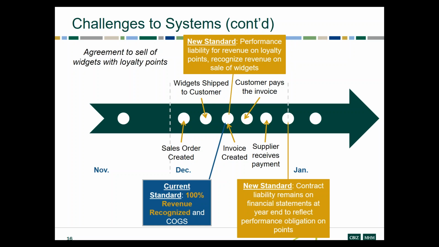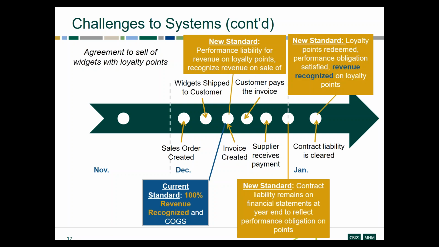So as the customers over time begin to redeem their loyalty points is when you would ultimately recognize that revenue that you had deferred. So you can see up on the timeline, the customer pays the invoice, the supplier receives payment, and then as the customer redeems those loyalty points, that deferred revenue is going to flip into revenue. And as a company, you'll also recognize the cost of the items that are being shipped.